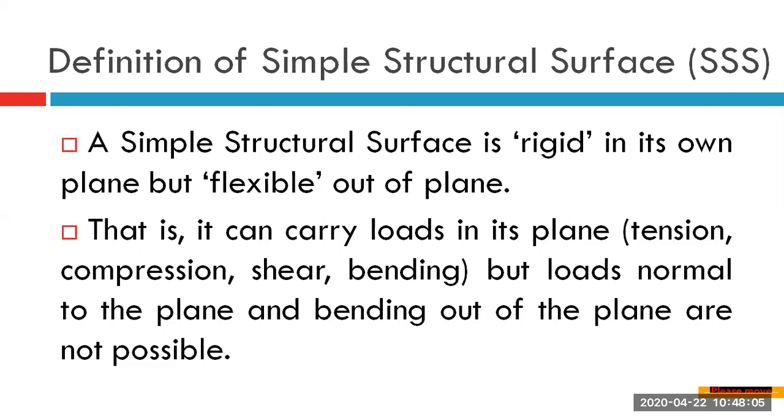This means that it can carry load in its plane, so different loads like tension, compression, shear, and bending. But loads normal to the plane and bending out of the plane are not possible. It is not able to carry loads which are normal to that surface. Using this definition, we will be analyzing different types of vehicles in different types of loading. Like we discussed earlier, we will analyze a vehicle like a van and a saloon car under maybe bending or torsion. I hope I'm clear. I'm going to go ahead.